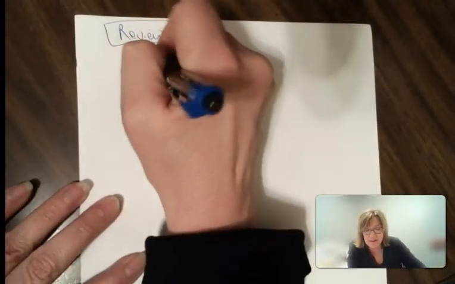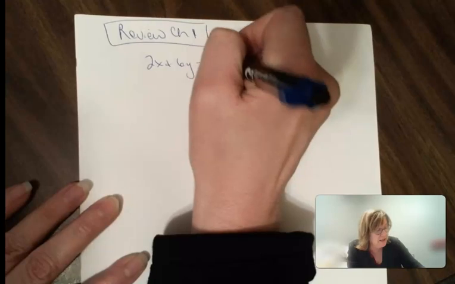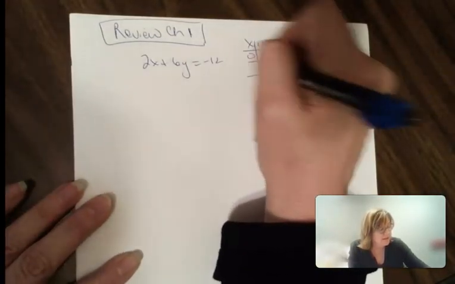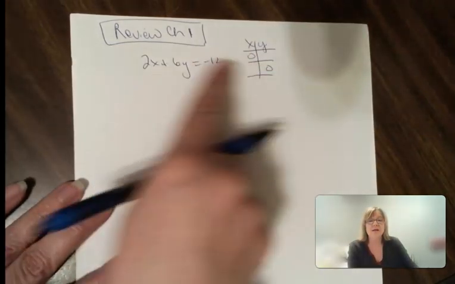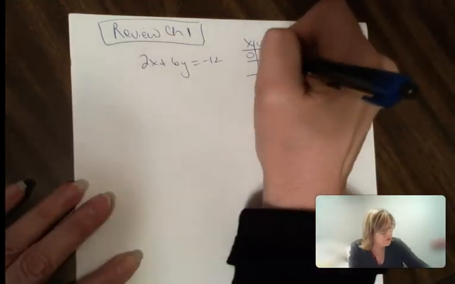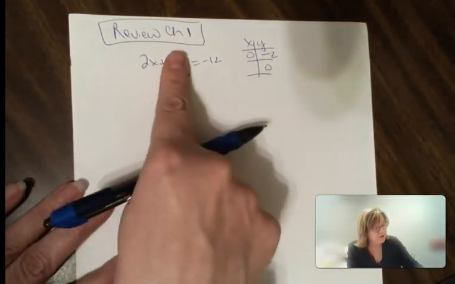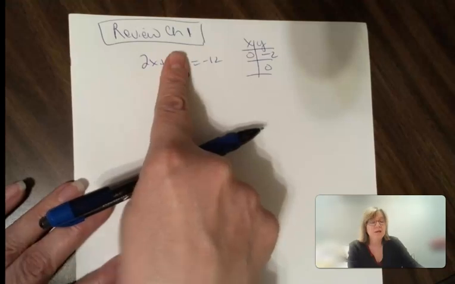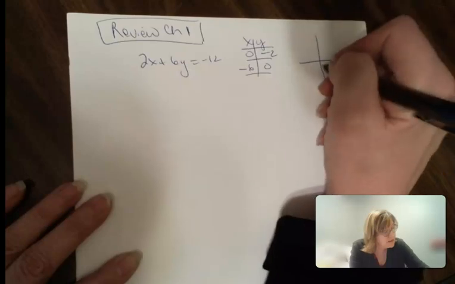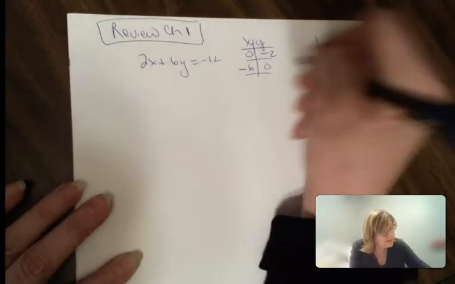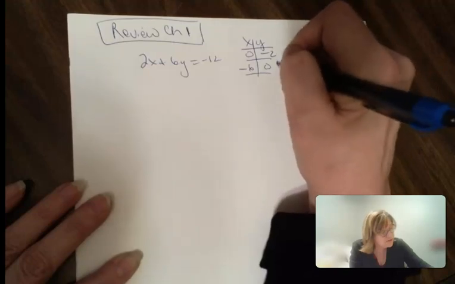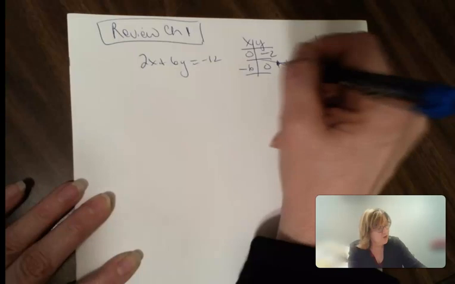All right, so remember we started out with graphing. The easiest way I think to graph is to sub in zeros, so intercepts. So if x is 0, do you see how you can divide by +6 and get a -2? If the y is 0, you can divide by +2 and get a -6. So I am going to put a point -2 on the y-axis and a -6, 1, 2, 3, 4, 5, -6 on the x, and I'm going to draw my line.